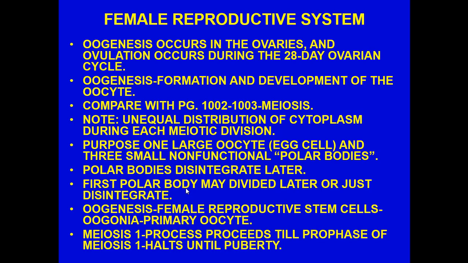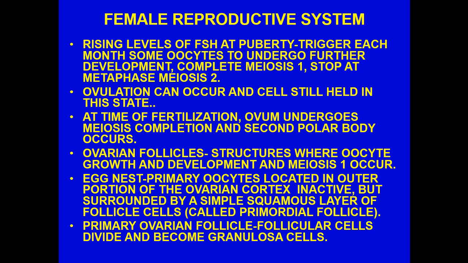You start off with meiosis 1, and the process proceeds until prophase of meiosis 1. It halts right there. Everything's in suspended animation. When does it get going again? Puberty. What happens at puberty is you're going to start having rising levels of that pituitary hormone we talked about early in the course, follicle stimulating hormone, FSH, which comes from the pituitary, as we said. It's under the control of GnRH, which is gonadotropin releasing hormone, which comes from the hypothalamus.